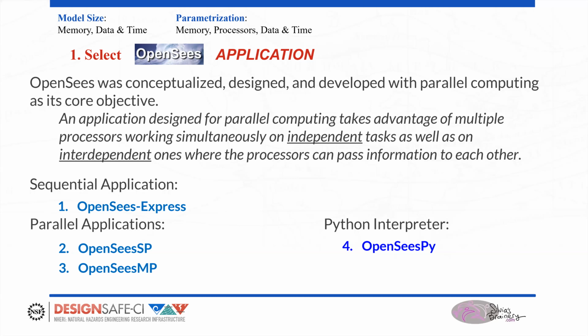And so there are 3 very different personalities of OpenSees applications. You see them here on the left-hand side. We've got what we all call OpenSees. Just to identify it here, it's called OpenSees Express in DesignSafe, but it's the OpenSees.exe, and it's a sequential application. Then we've got the 2 parallel applications, OpenSeesSP and OpenSeesMP. They're very different applications, and they're targeted to different types of parallelization, and I'll talk about those 2.